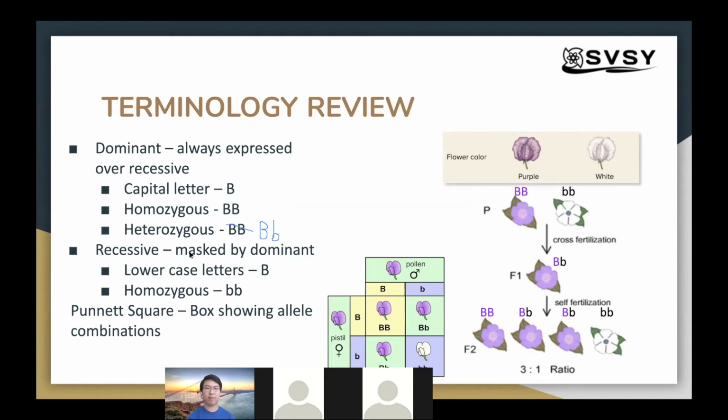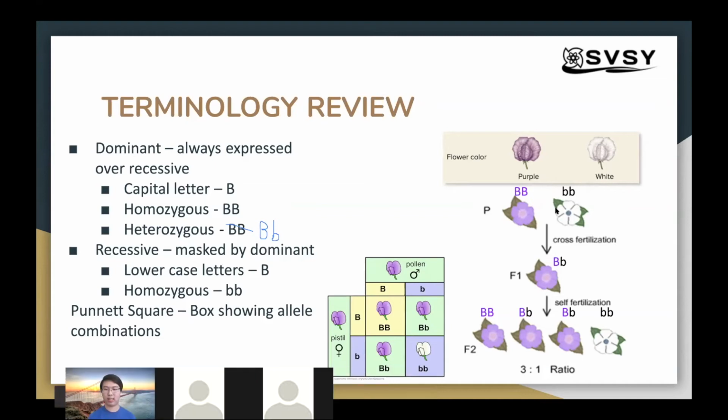And the recessive is masked by the dominant. That's the white little b. It's written in lowercase letters, so we know that it's recessive. And it only shows if the pea plant has a homozygous recessive genotype, or the combination of alleles is just both lowercase letters. And then one way we can find these crosses, like what the descent will look like, is by using a Punnett square. That's a box showing all these allele combinations.